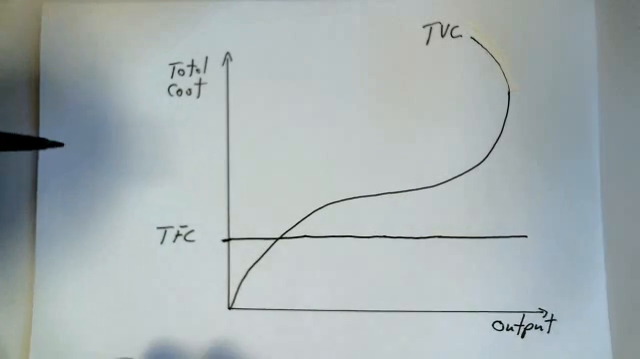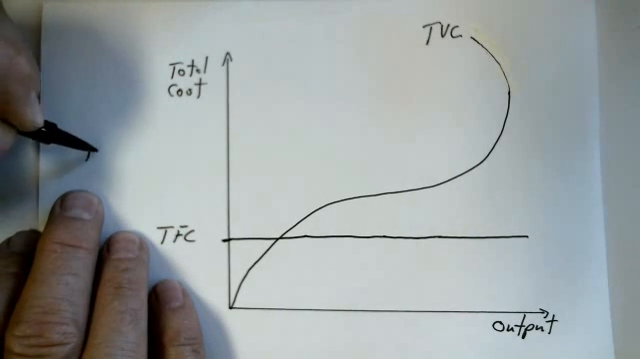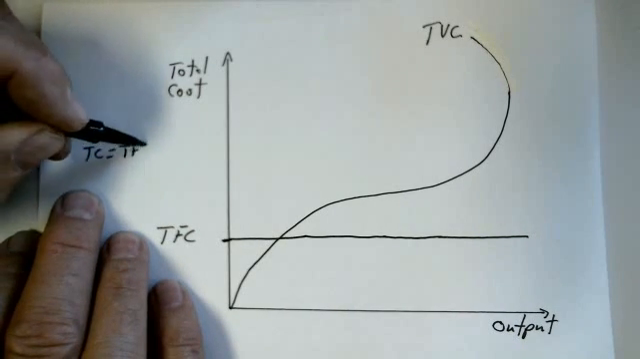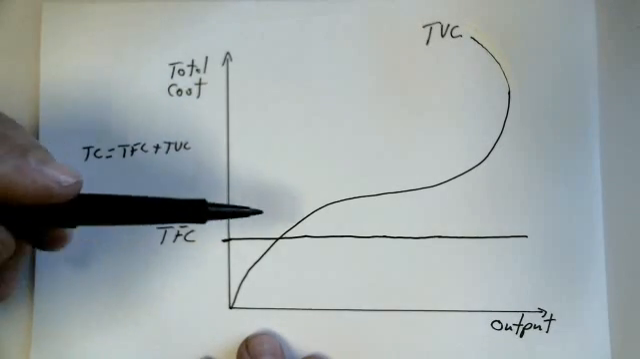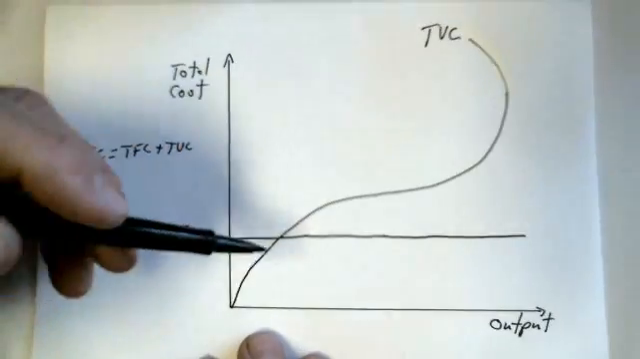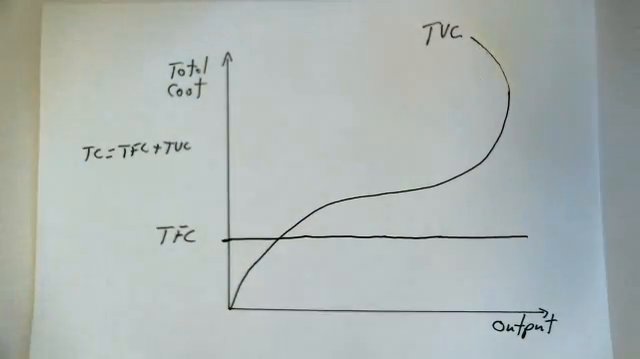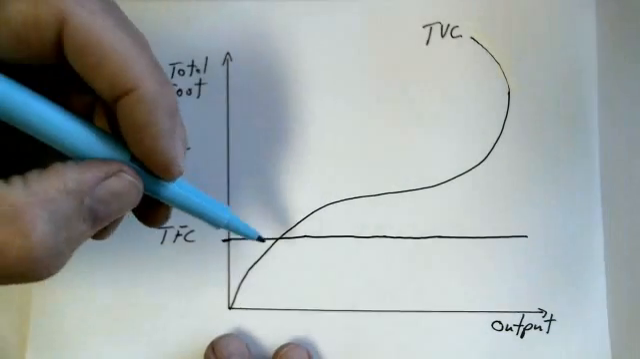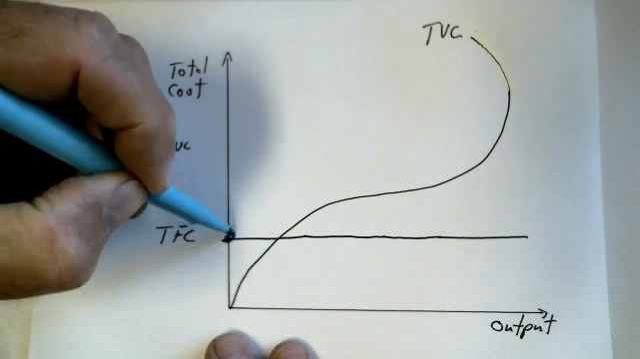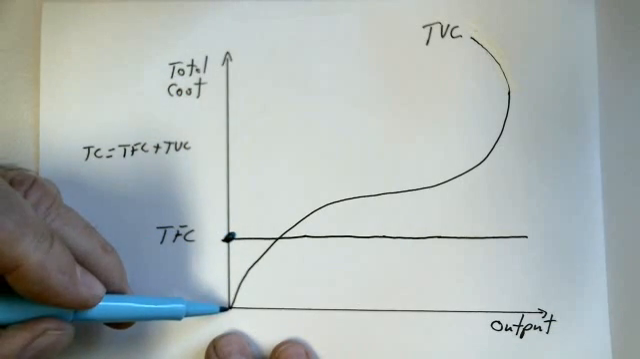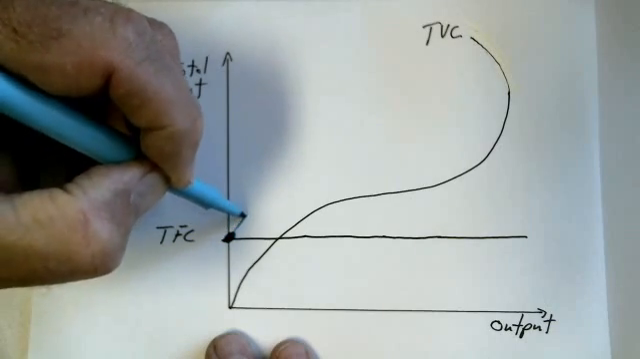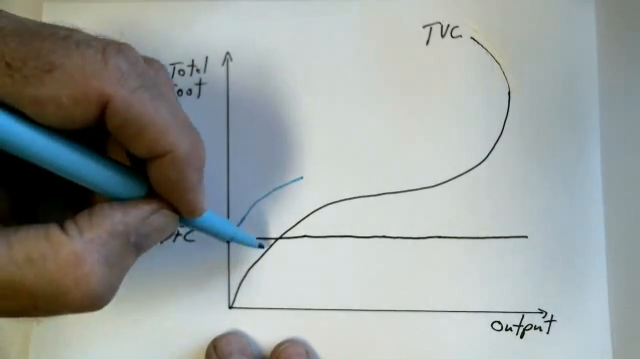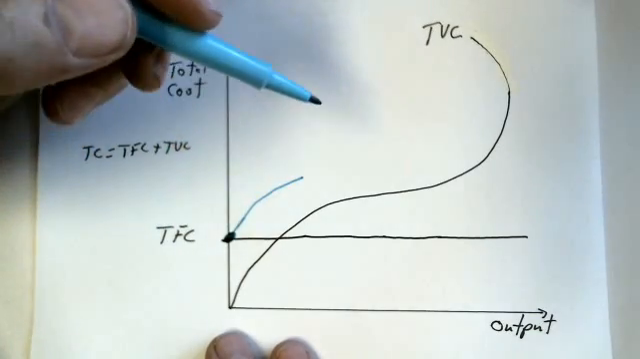Now, we add those two together and we get total cost. So total cost is equal to total fixed cost plus total variable cost. To add them together, we're just going to take this variable cost function and lift it up by total fixed cost. I'm going to show you a place that students oftentimes mess up. It starts here, that's obvious, because we're just going to lift it from 0 up to here, and then it marches off and looks exactly like the original curve.